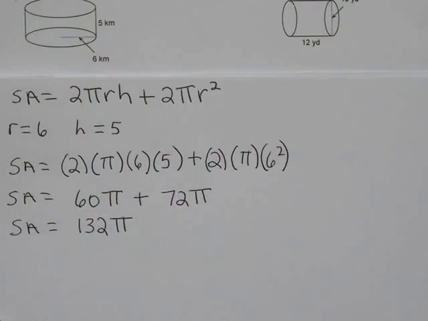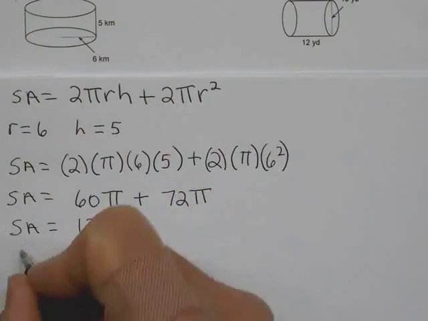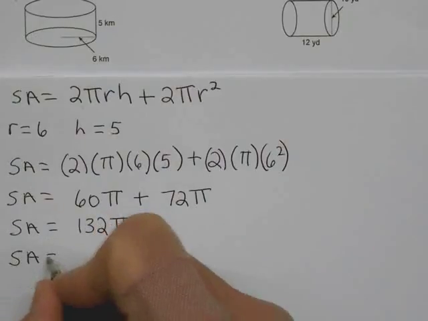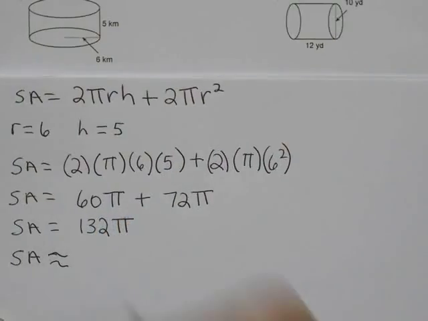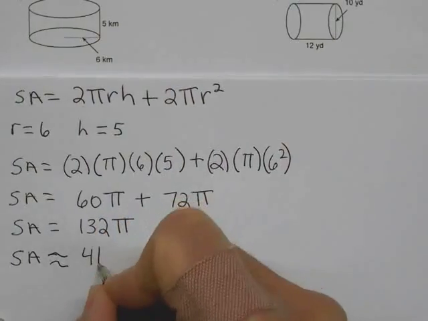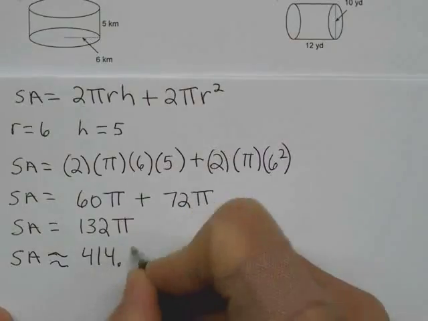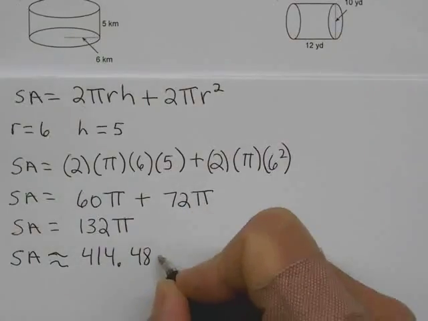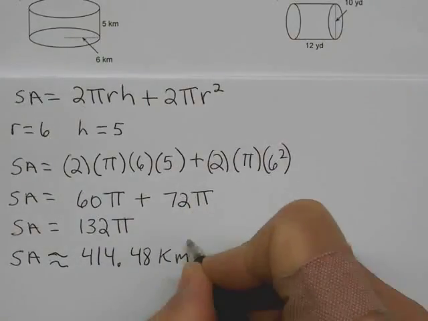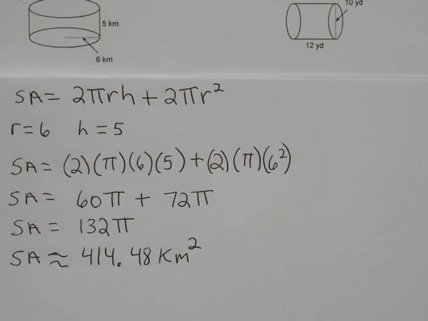And now I'm going to get out my calculator, and I'm going to find out that the surface area here, rounded to the nearest hundredth, would be 414, if I'm doing my calculations correct, 414.48 kilometers squared. Remember, surface area is always given in units squared. And that's how we find the surface area of a cylinder.